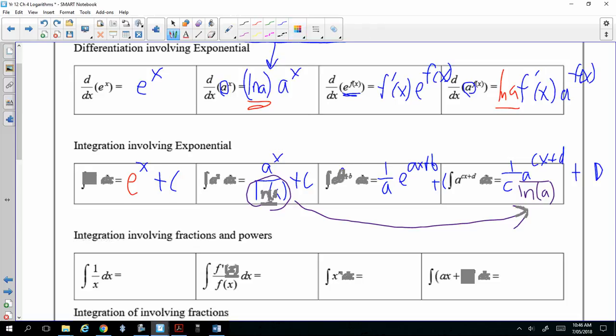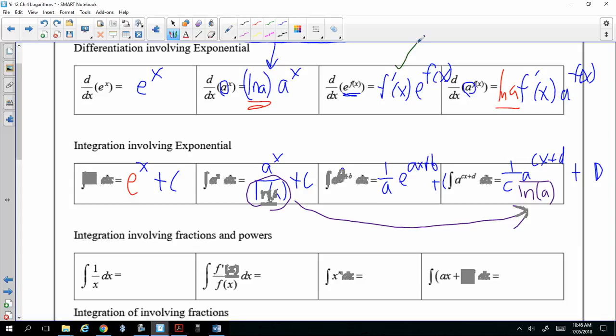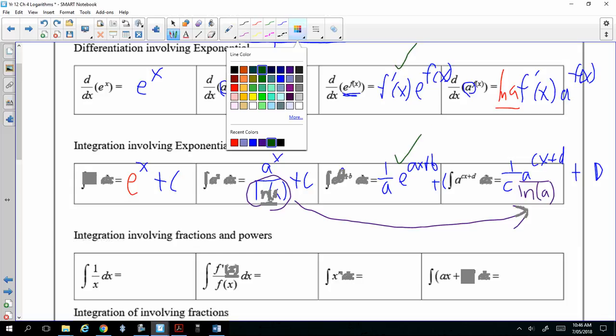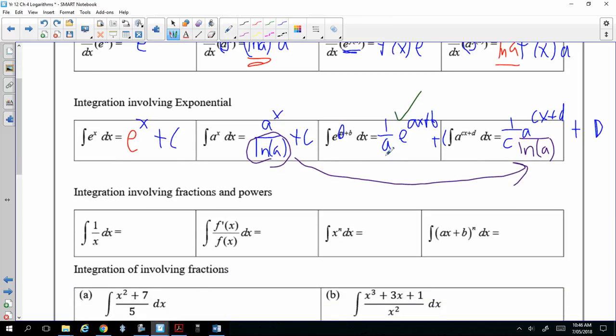Okay, these are the formulas. On the reference sheet, only these two are given. This is given on the reference sheet, and this is given on the reference sheet. The other one you need to memorize. And then we have integrations. The integral of 1 over x is ln x. Now integrating this is ln f of x plus c. Right? And this rule is x to the power n plus 1 over n plus 1, plus c.